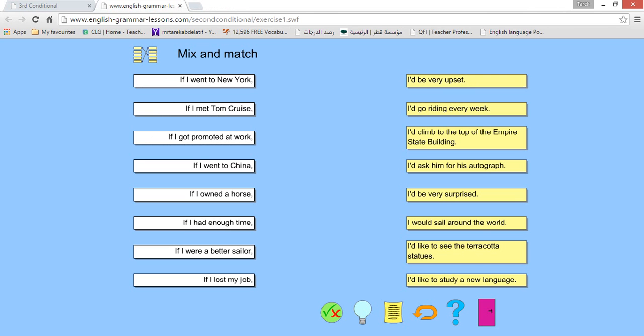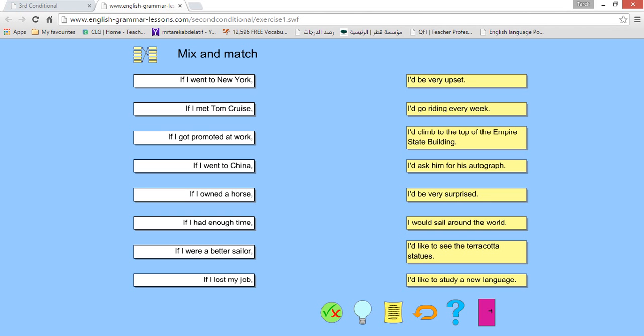Okay, now we have to mix and match, and this is about if I went to New York. Which type is that? Went, met, got promoted. That's what? Type 2. Excellent. I read this column for you.